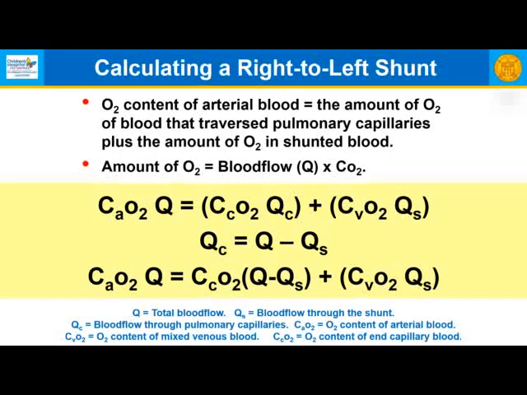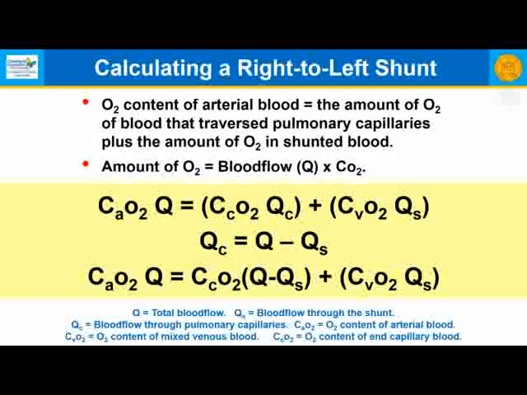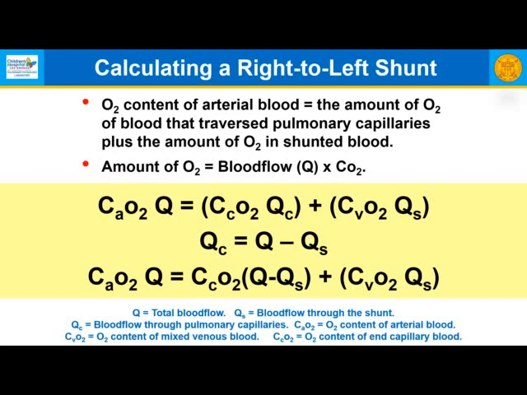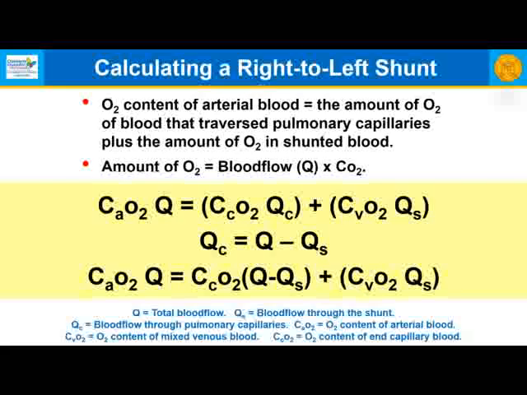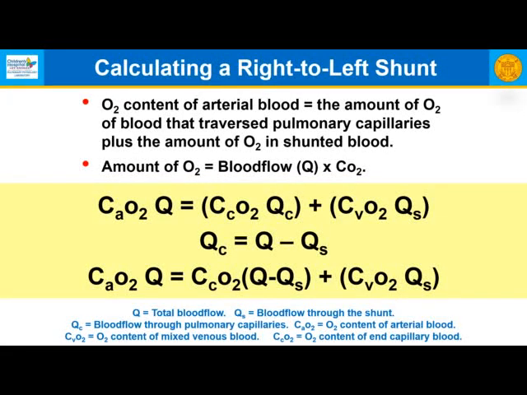Let's just go through it. The O2 content of arterial blood is the amount of oxygen of blood that traversed the pulmonary capillaries plus the amount in shunted blood. The amount of oxygen is going to be Q, blood flow, times the content of oxygen. So this is the total O2 content, and it's going to be comprised of the content of blood that goes through the pulmonary capillaries and the content of blood that goes through the shunt. Now, pulmonary capillary blood equals total blood flow minus shunt blood flow. So we can basically reconfigure the equation as shown here.